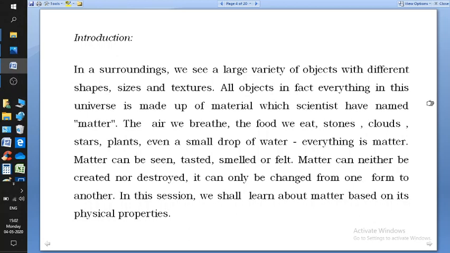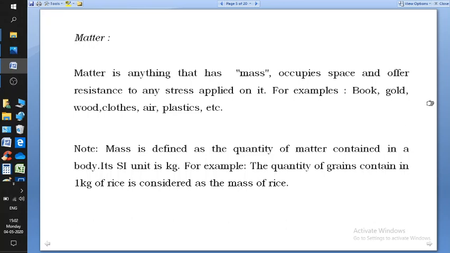So in this session, we shall learn about matter based on its physical properties. But before we see that, let's first define what is matter. What is matter? Matter is anything that has mass, occupies space, and offers resistance to any stress applied on it. For example, a book is matter, gold is matter, wood, clothes, air, plastic, etc. are all matter that we see around us.